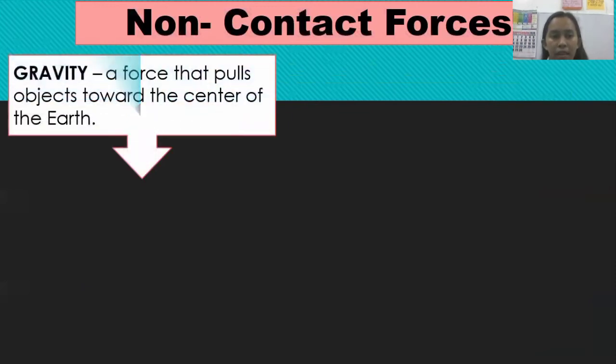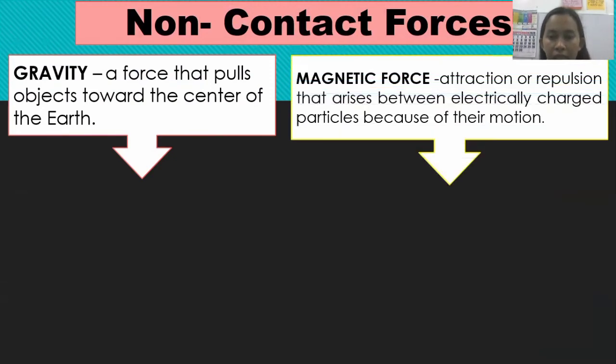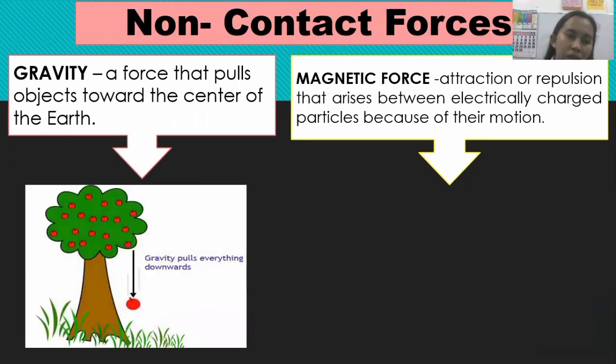Now let's go to the non-contact forces. There are two types of non-contact forces. The first one is gravity, a force that pulls an object toward the center of the Earth. And the magnetic force, an attraction or repulsion that arises between electrically charged particles because of their motion.